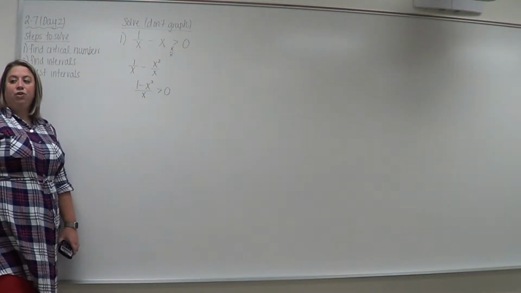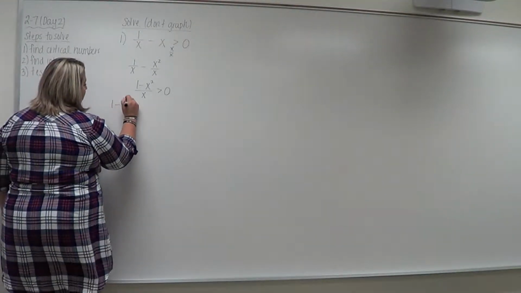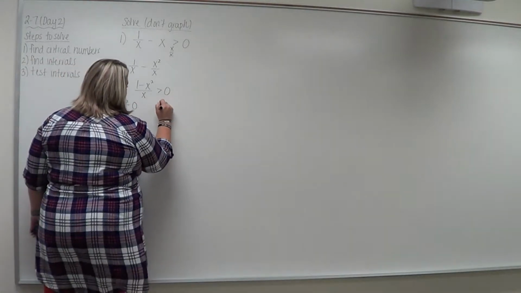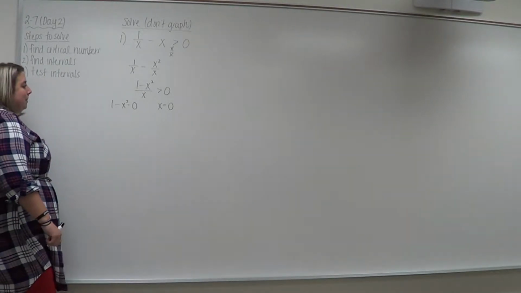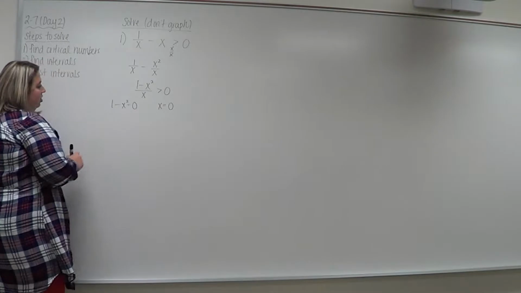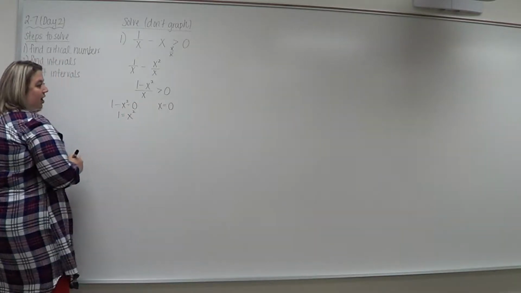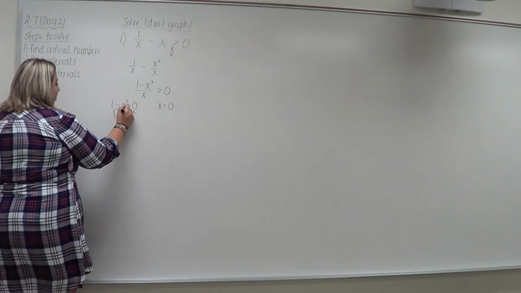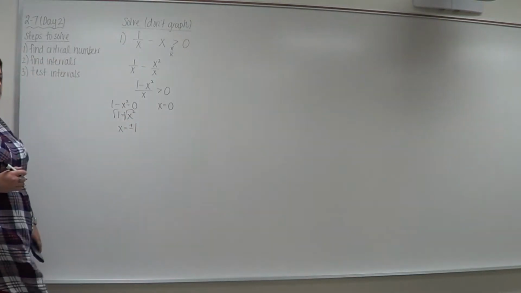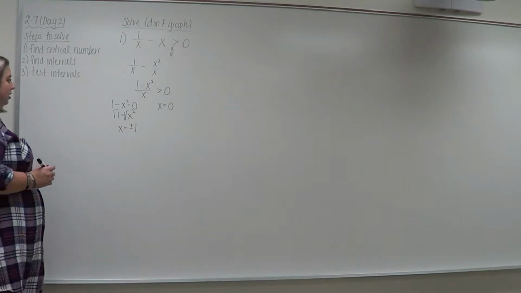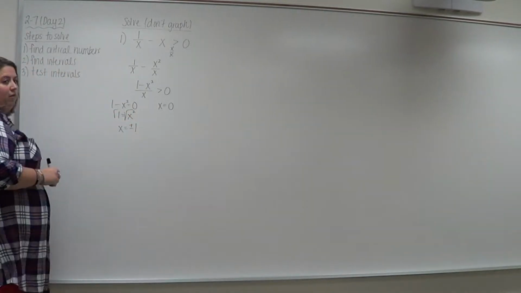Okay, how you find your critical numbers on rational inequalities is you set the top equal to 0 and the bottom equal to 0 and solve. Well, this one's already solved. So to solve 1 minus x squared equals 0, I'd add x squared. I have 1 equals x squared, and then I would do the square root. When you're solving equations, you have plus or minus. Square root of 1 is 1. So I have 3 critical numbers: plus or minus 1, there's 2 of them, and then I have 0.